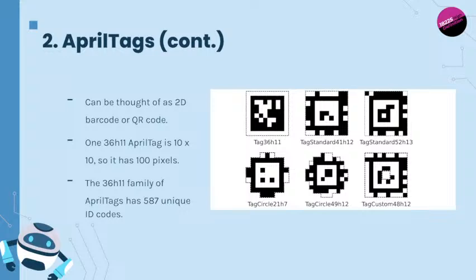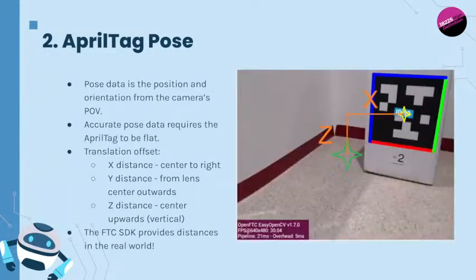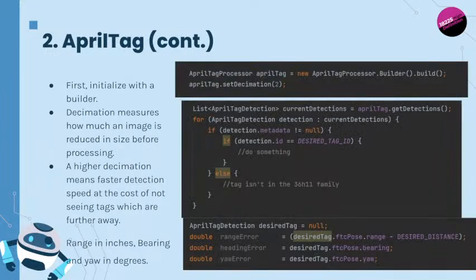Okay, so this is stuff we already went over. It has 100 pixels, so it's 10 by 10. The family that we use in FTC, which is 36h11, has 587 unique codes, so there's a variety of options. You can measure the x offset, the y offset, and the angle offset too. So that's how you do it. Okay, moving on very quickly.